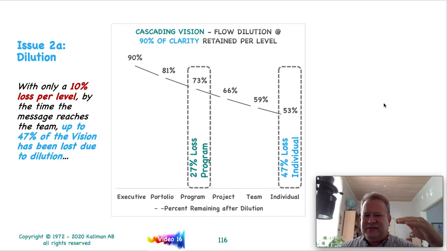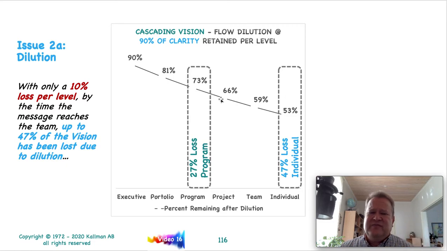go to portfolio, then program, project, and team to the individual, and you're only losing 10% per layer, if you're really good, that means at just a 10% loss of what you're trying to communicate as the vision, by the time you're to the program level where they're supposed to be making the products for your customers, they've lost over 25%. That's a 27% loss in clarity. And that's if you're only losing 10% per layer.